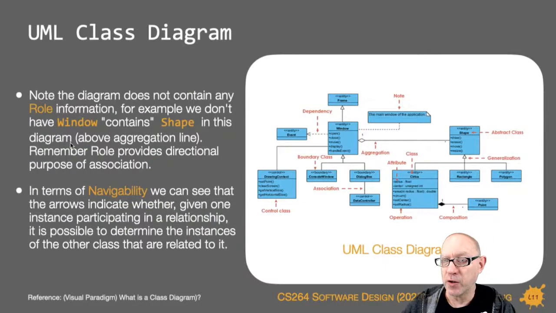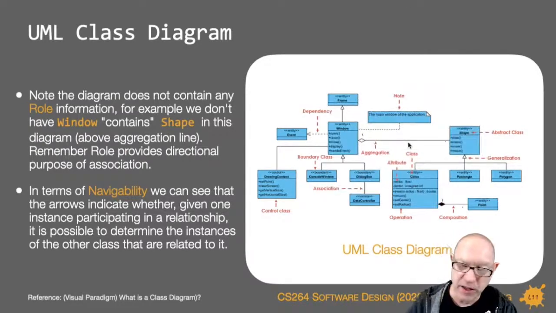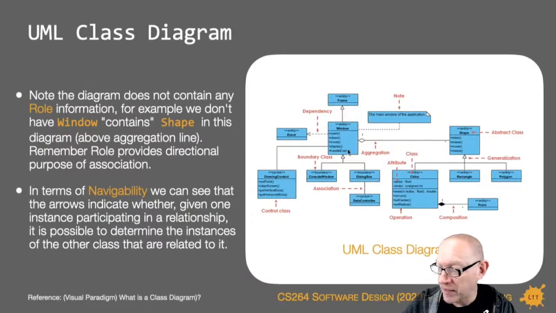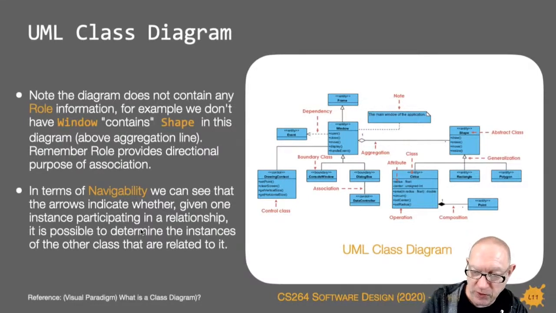Okay, so you might say to yourself, what's missing? Sometimes it's important to look and say, well, what's there? Can I read what's missing? So there's no role information here. We don't have window contains shape, for example, along this line here. Sometimes we see contains with a little arrow, as I've shown you before. The role provides this directional information of the purpose of the association. The way it's organized, we're reading from left to right here. That gives us a little bit of information. We also look at where the diamond is and what the aggregation is. Also, in terms of navigability, the arrows indicate whether, given one instance of a participating class, it's possible to determine the instances of the other class that are related to it.